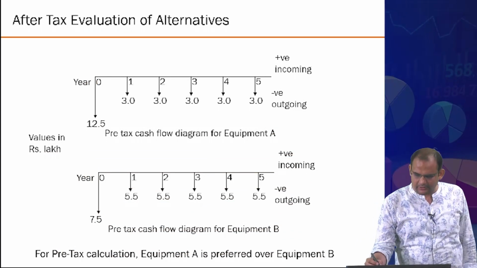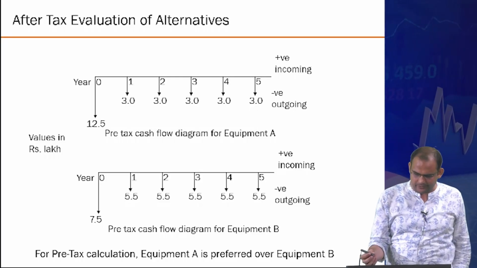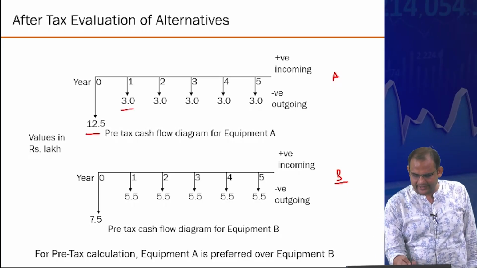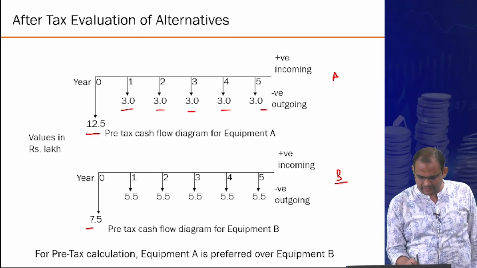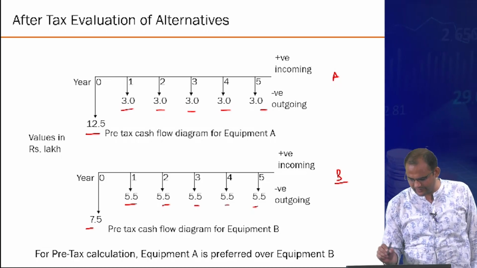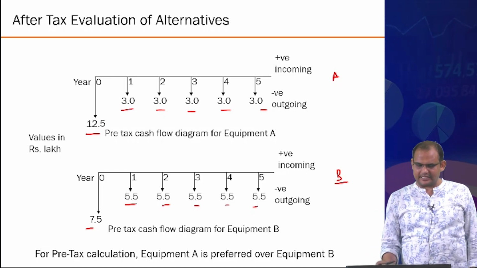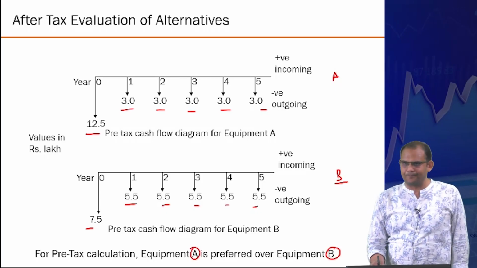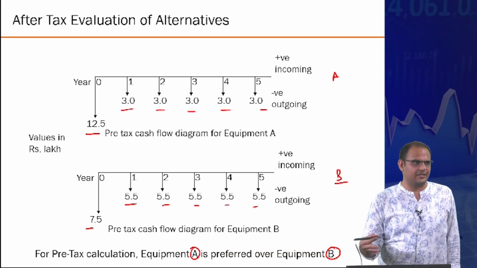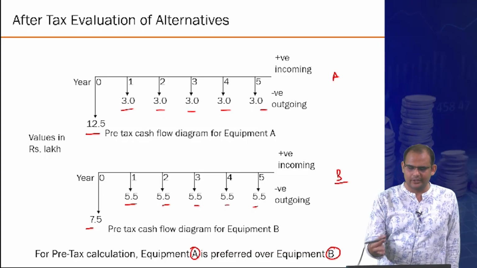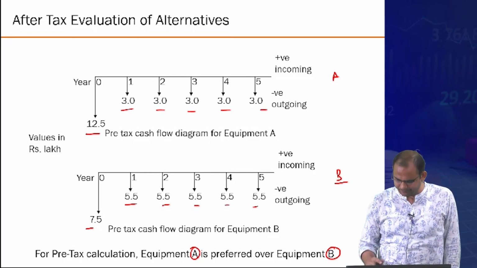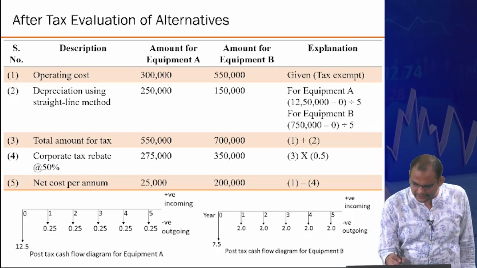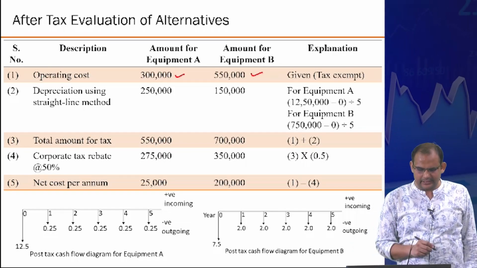So this is alternative 1 versus alternative 2, or A versus B, before taxation. A is 12.5 lakh with 3 lakh operating cost for 5 years, B is 7.5 lakh with 5 lakh operating cost for 5 years. So in this case, if you do the calculation, you will find that equipment A is preferred over equipment B, before the taxation. If you do the present worth calculation, you will find equipment A is preferable to equipment B. Now, after tax evaluation of alternatives, operating cost is 300,000 and 500,000.